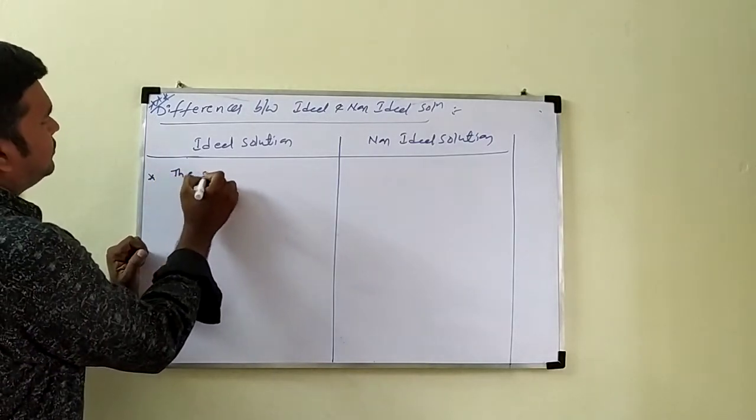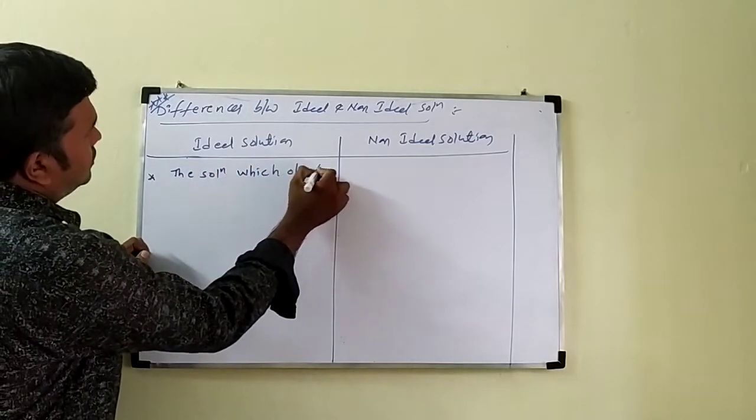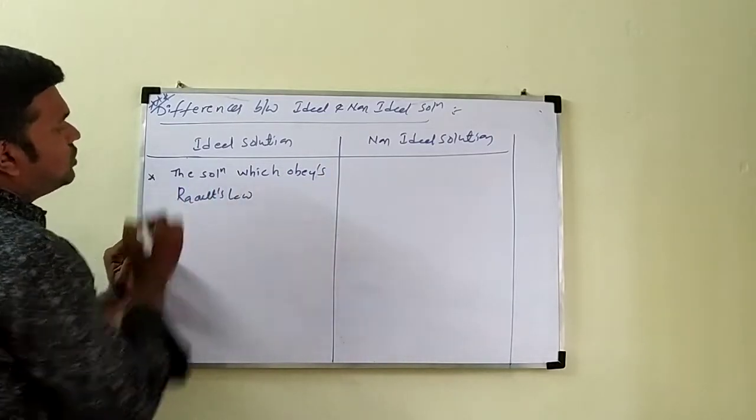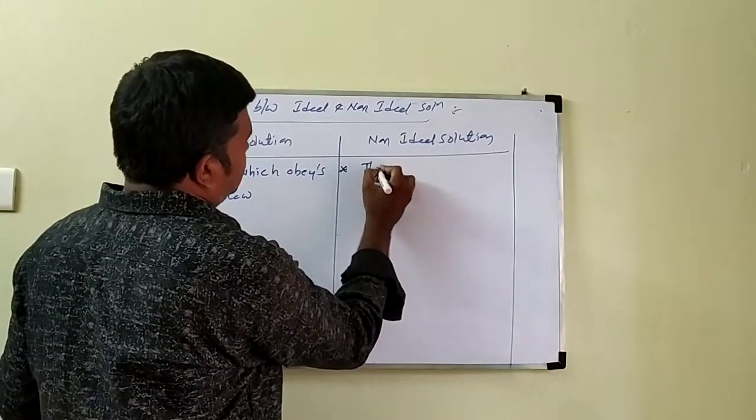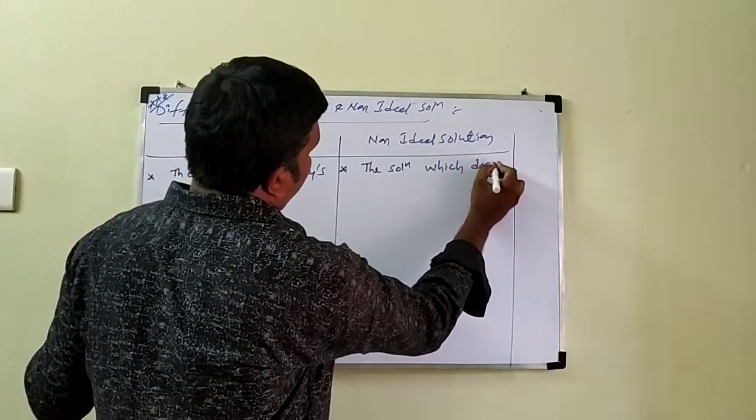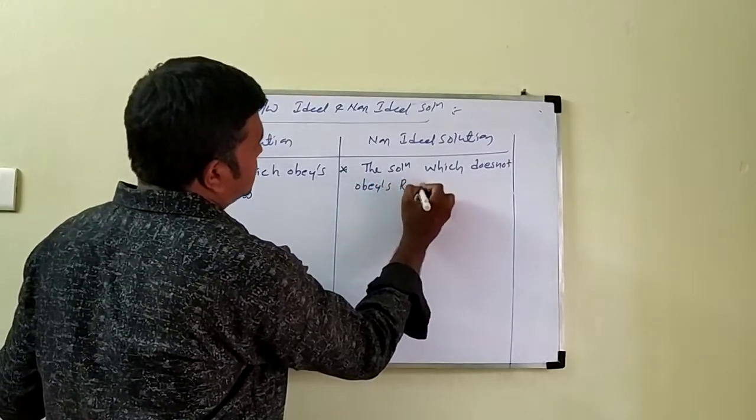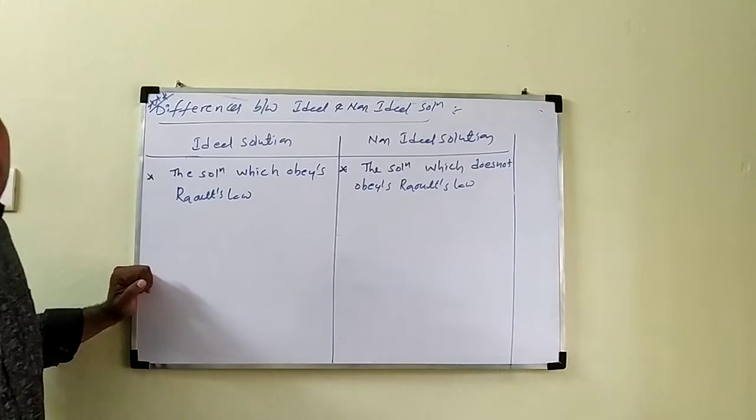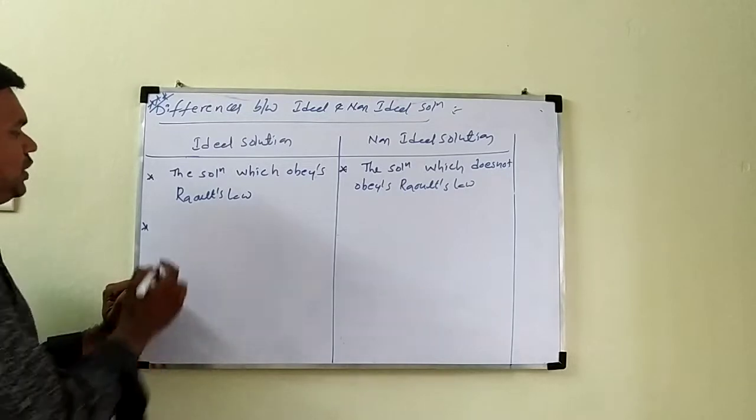The solution which obeys Raoult's law is called what solution? Ideal solution only. What is non-ideal solution? The solution which does not obey Raoult's law is called what? Non-ideal solution.